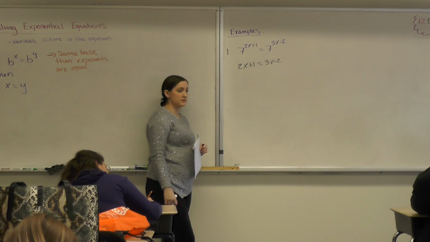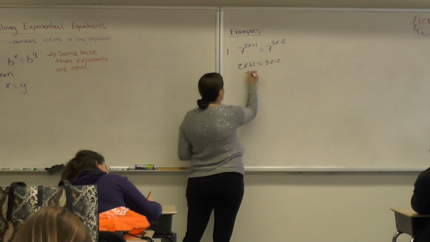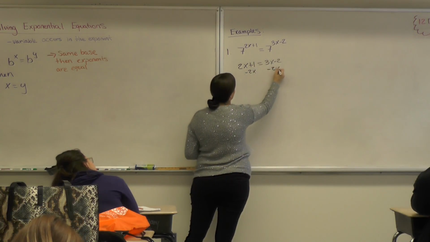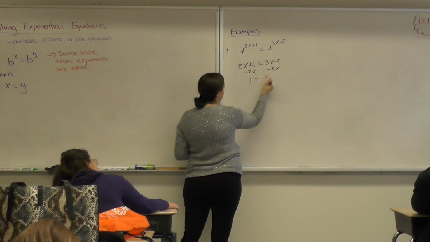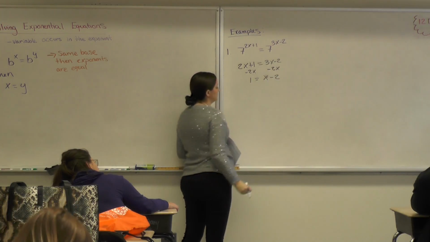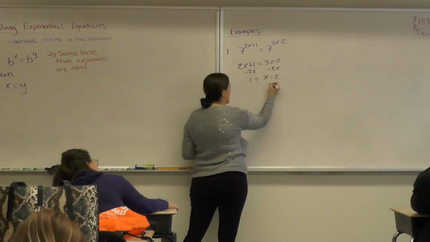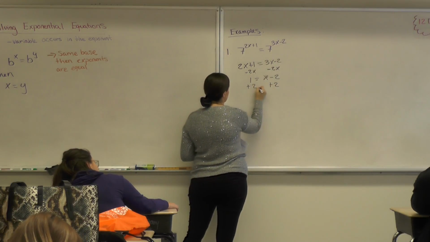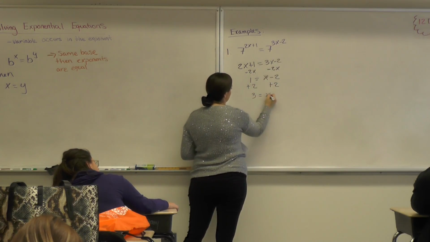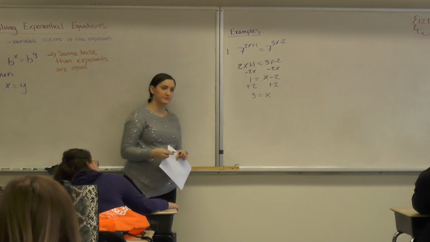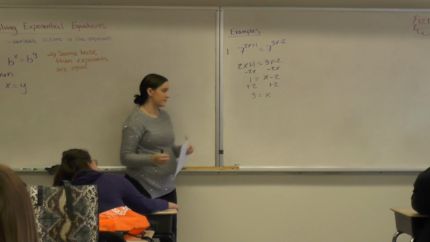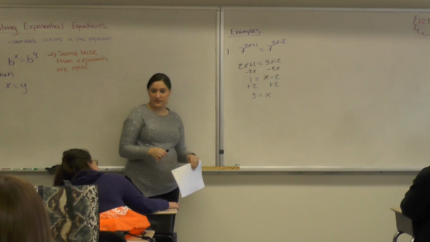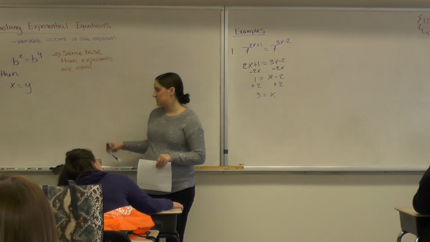So what do we do first? Minus 2x. We're left with 1 equals x minus 2. Add 2 to both sides. X equals 3. Alright, so that was really easy, so let's go take it a step further.